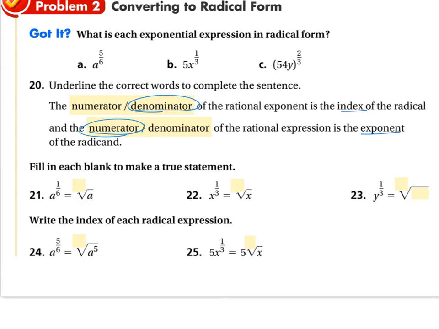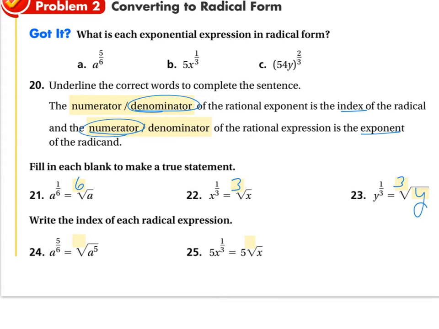So looking at 21, a to the 1/6 means the 6th root of a. X to the 1/3 means, are you thinking about it? It's the 3rd root of x. Y to the 1/3 is the 3rd root of y.